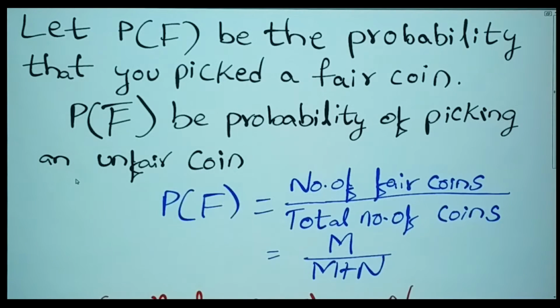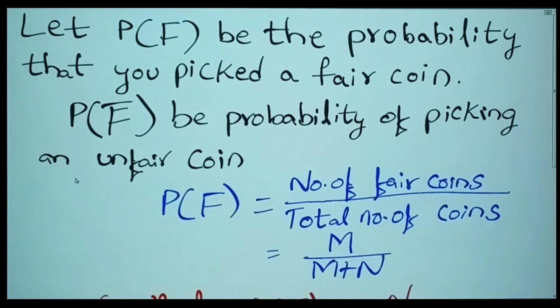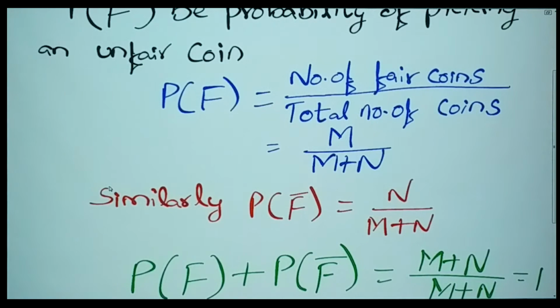Okay, now that our problem has been set up, let's get our basics right. Let's assume that P of F is the probability that you picked a fair coin, and P of F bar, or P of F complement, is the probability that you picked the unfair coin. Now, by crude counting, the probability that you pick the fair coin can be given as the number of fair coins in your pocket divided by the total number of coins. That comes out to be M over M plus N. Applying the same logic, the probability of choosing an unfair coin is going to be N over M plus N.